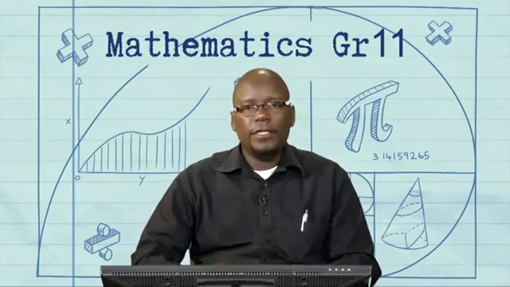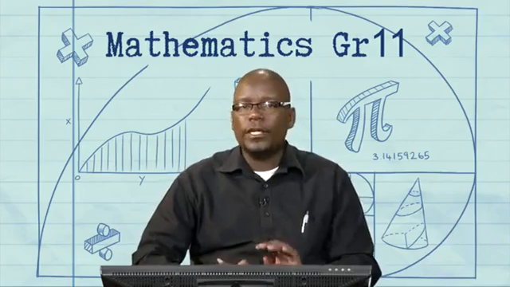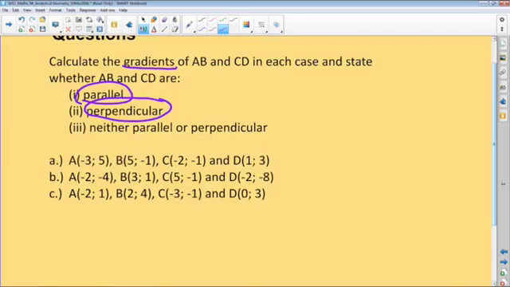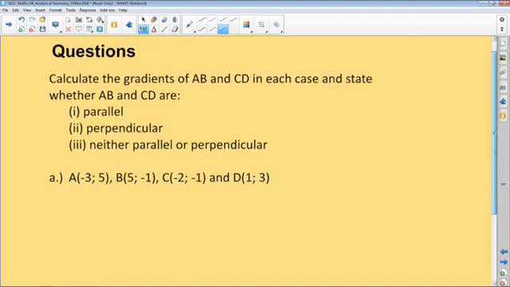Well done, grade 11s. Let's just now see if you are getting these things right. Okay, we need to tell whether these lines are parallel or perpendicular. Calculate the gradient of AB and CD in each case, and state whether AB and CD are parallel or perpendicular. All right. Let's start with this one.